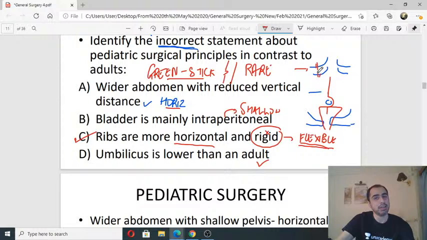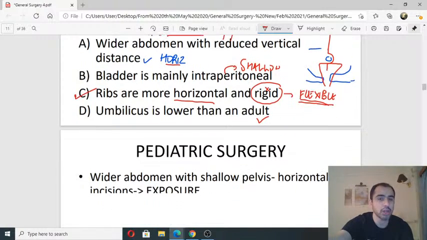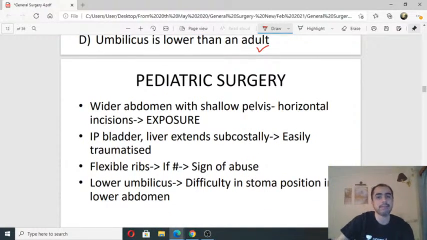Similarly over here, if there is a rib fracture in a child, it is unusual. If there is a long bone fracture in a child, it is unusual. You will suspect foul play. It's a sign of abuse. Okay, so if a child is brought to the emergency, 1 year old, 2 year old, 3 year old child with rib fractures, that means he is being abused. Normally, the ribs don't fracture in a child.